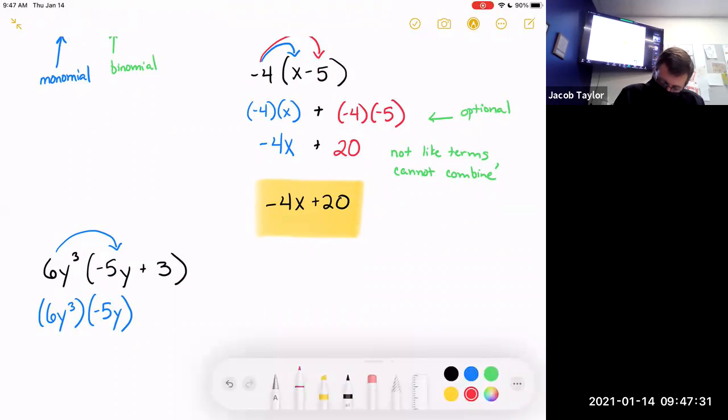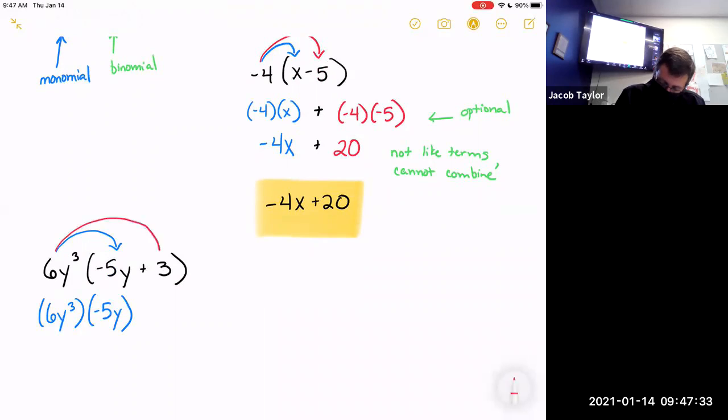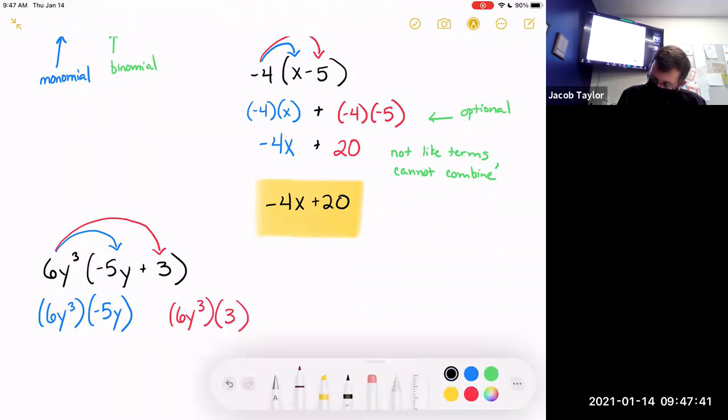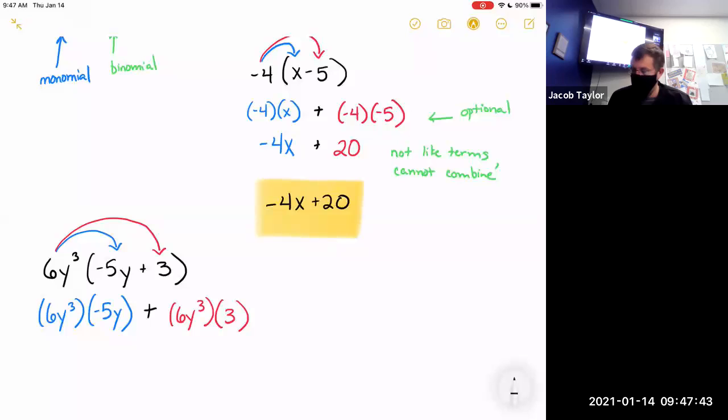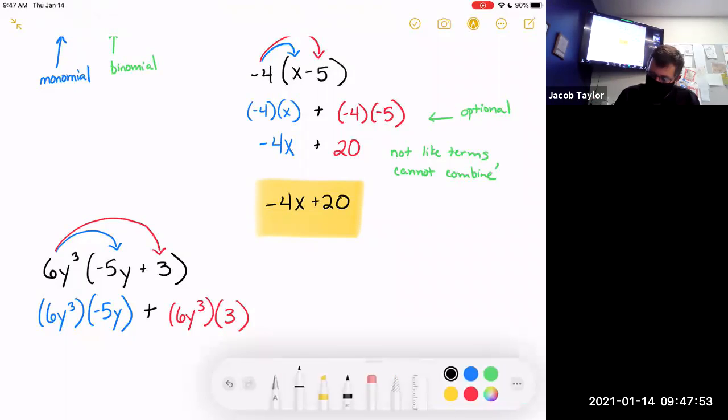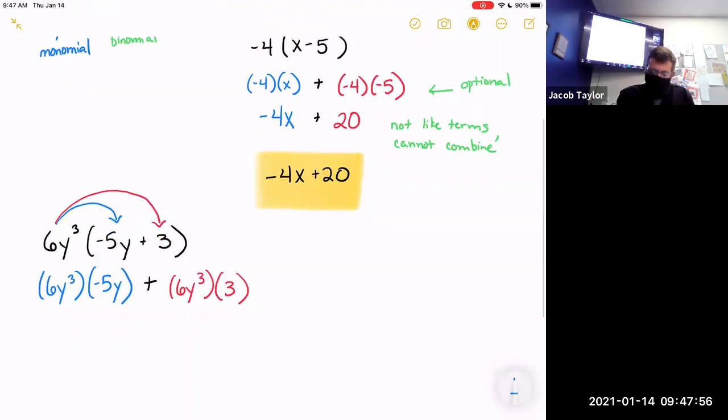And then we'll distribute to the second term, the 3. So 6y cubed times 3. And what will we do with these two results? We will add them. It's always addition in the middle if you do it this way. Always addition in the middle if you write out the step there that I wrote.